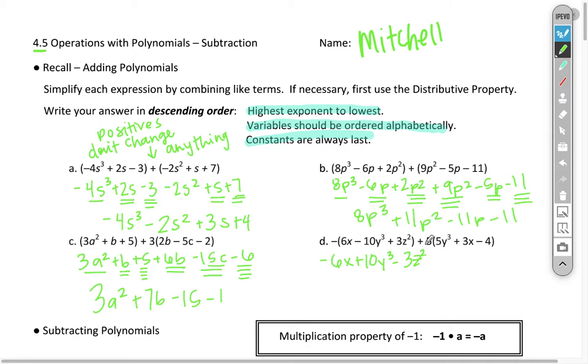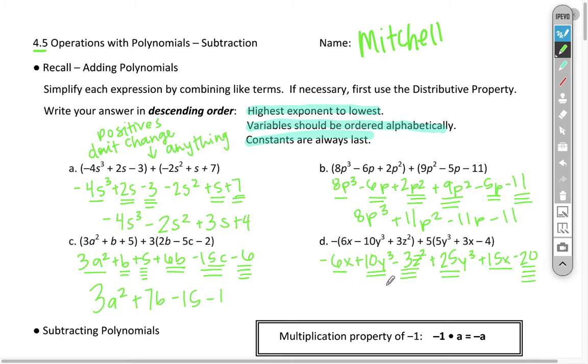And then we also have this 5 that we need to distribute over. So we'll now have 25y cubed, 15x minus 20. All right, and now we can go ahead and combine those like terms. So we have negative 6x, which can be combined with 15x. We have 10y cubed, which can be combined with 25y cubed. Then we have 3z squared, that's all on its own, and we have 20 that's all on its own.